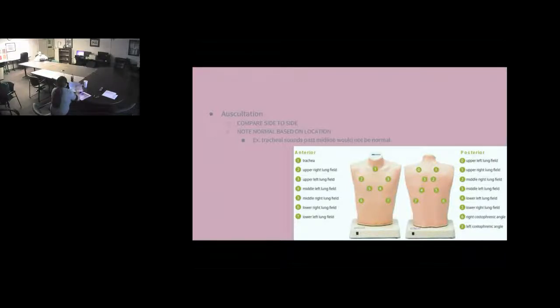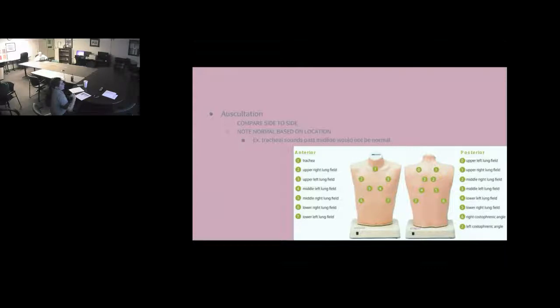Auscultation is not just one side. It's actually over multiple locations. One spot that's commonly missed is auscultating over the trachea, because stridor is an upper airway obstruction, and making sure that there's not something lodged in the trachea or that there's not airway swelling or problem there.